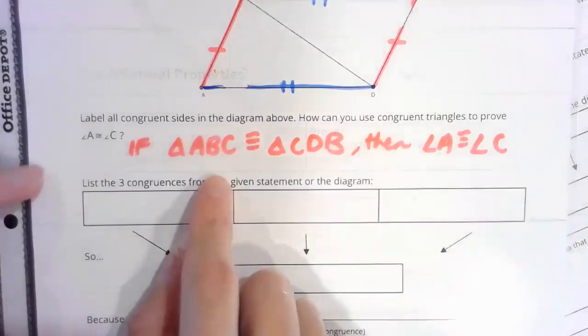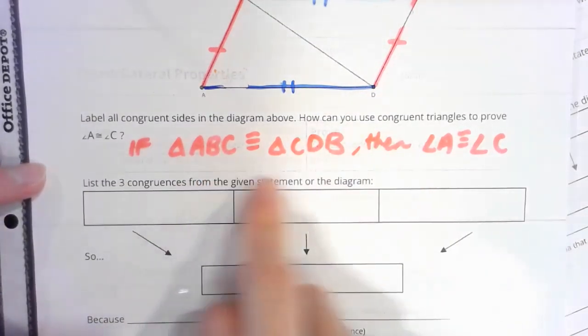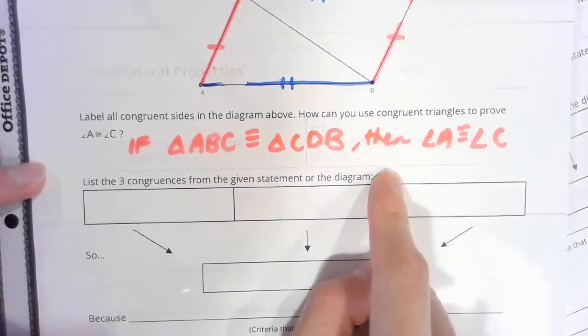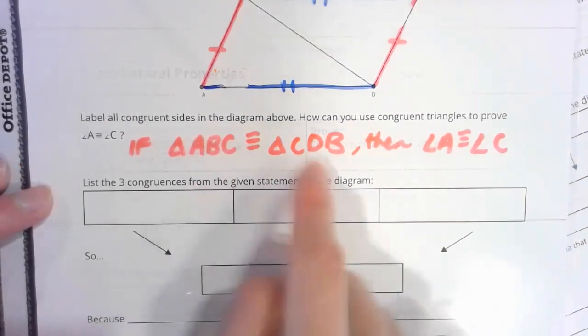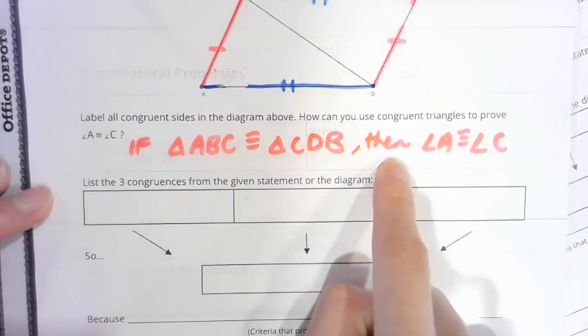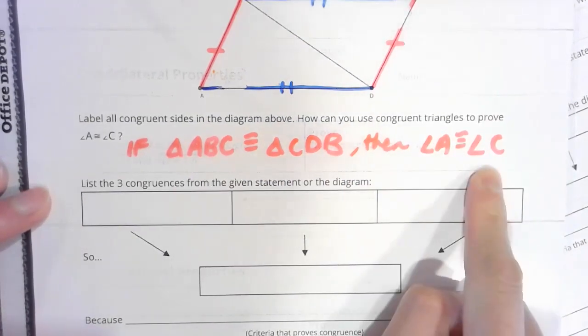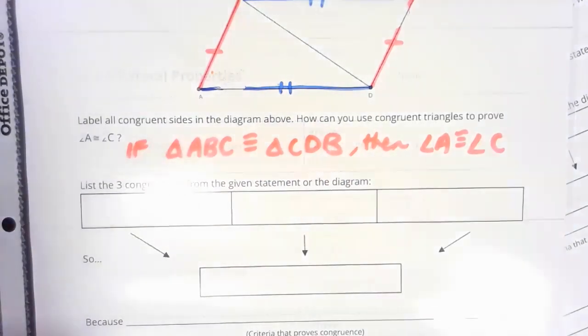So the reason why I ask you this question in the beginning is because this is what's going to guide your thinking for how you're going to set up the rest of your proof. We know we want to prove that these two triangles are congruent first, then we can conclude that angle A is congruent to angle C. Okay.